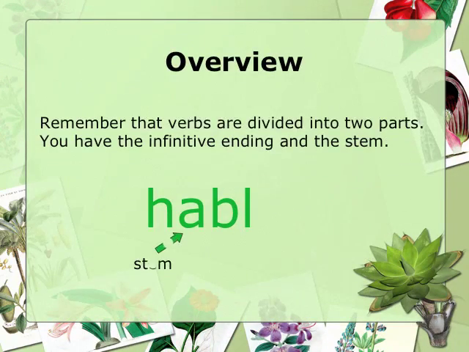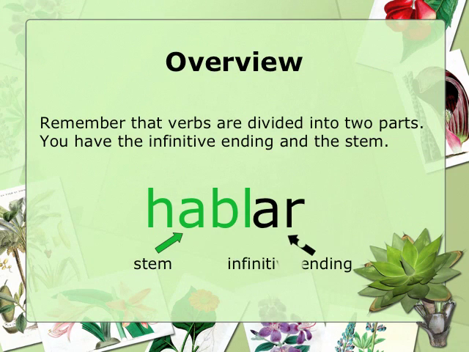So remember that the verb is divided into two parts. You have your infinitive ending and you have the stem. When you conjugate normal verbs, regular present tense verbs, you take the infinitive off and then you add the correct ending to the stem to make the verb agree with the subject.